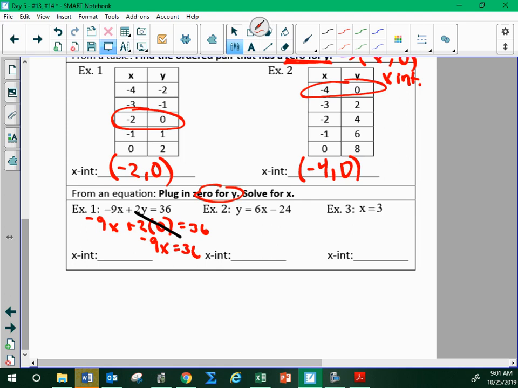You have to divide by 9. And then divide by negative 9. Go and use your calculator to help you out. What do we get for that? Negative 4. Okay. So when we write this out, we're going to write it as an ordered pair. Negative 4 is my x value. What was my y value? 0. Good.